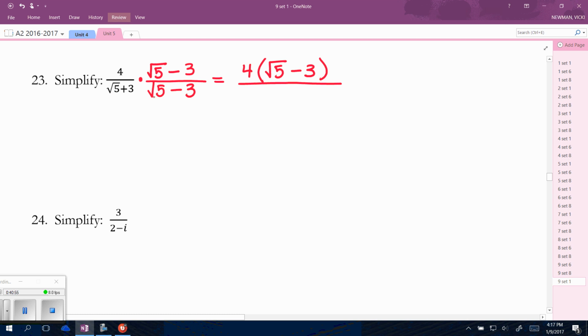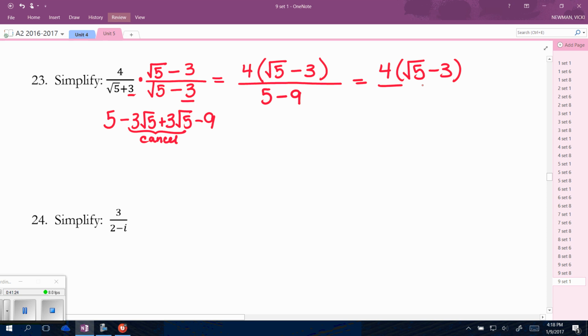Rad 5 times rad 5 is 5. Then you have minus 3 square roots of 5 plus 3 square roots of 5 minus 9. Every time, if you use the conjugate, these middle terms will cancel. So I really have 5 minus 9 on the bottom. So I have 4 times the square root of 5 minus 3 in parentheses over negative 4. The 4's cancel, and I can put the negative on the top. So negative 1 times the square root of 5 minus 3. That's my final answer.